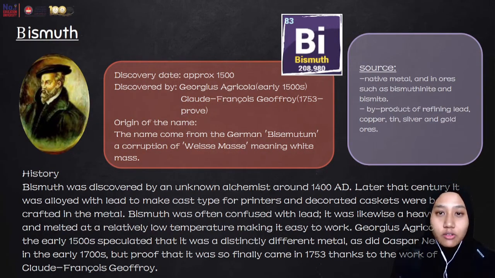The source of bismuth is the native metal and ores such as bismuth glance. Bismuth is also a byproduct of refining lead, copper, tin, silver, and gold ores.